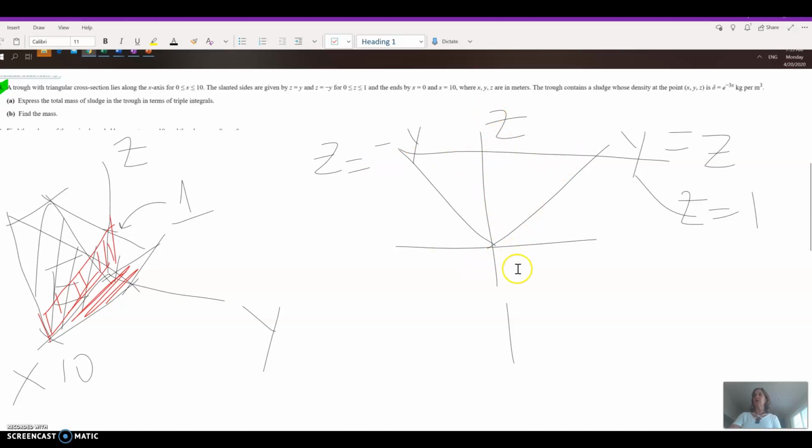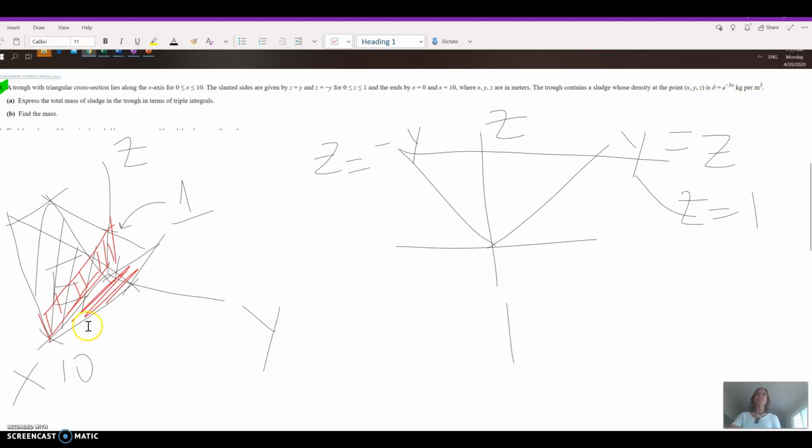So I've drawn this cross section in the YZ plane, what this should look like in the YZ plane. If I go back into 3 dimensions, that's going to be planes coming up from the x-axis at these angles with the slope of 1 on either side. Something that I notice here, my density function is only dependent on x. The trough itself is symmetrical with respect to the x-axis. Furthermore, the actual function is also going to be symmetrical.